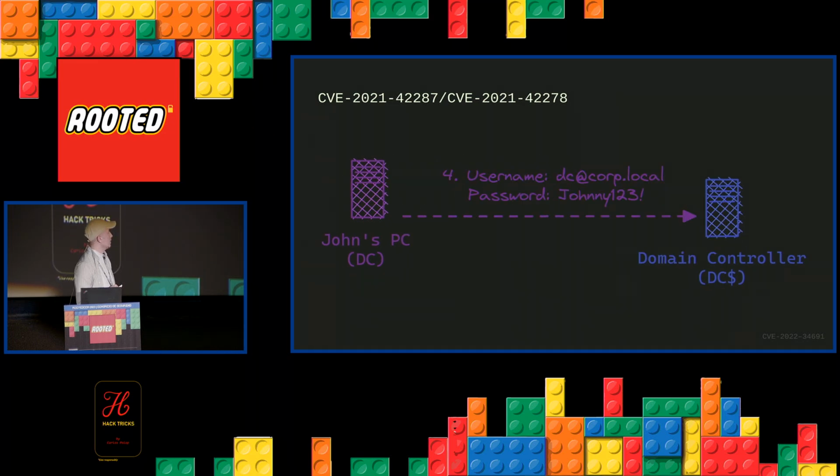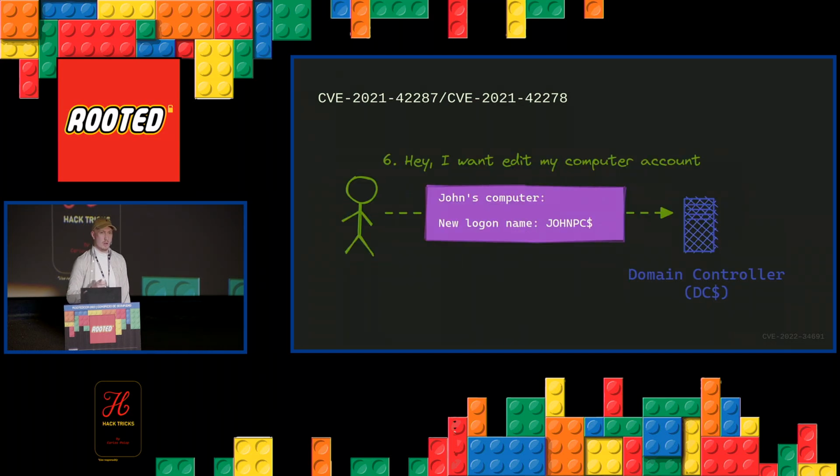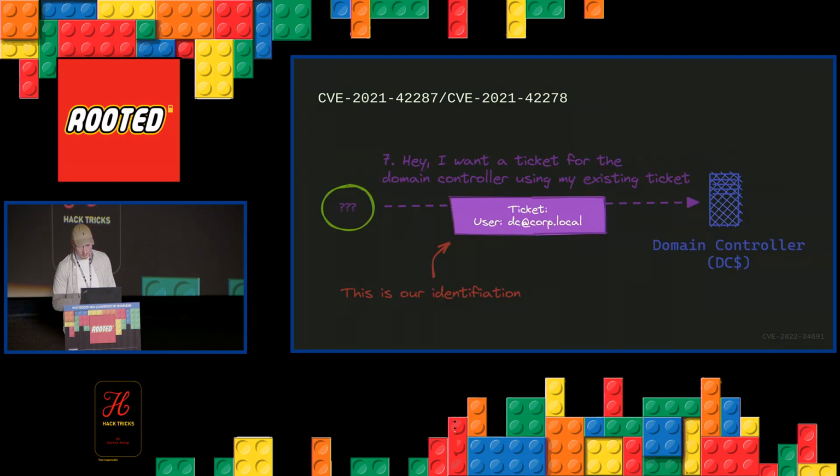Well, my logon name is DC at corp.local, and this is my password. And that checks out, nothing weird yet. So we get a ticket, and there is no dollar in the username, which also matches our logon name. Nothing weird yet. But then John comes along and says, I want to update my computer's information. I want to change the logon name to JohnPC. And there's nothing wrong with that either. But we still have the ticket for DC at corp.local.